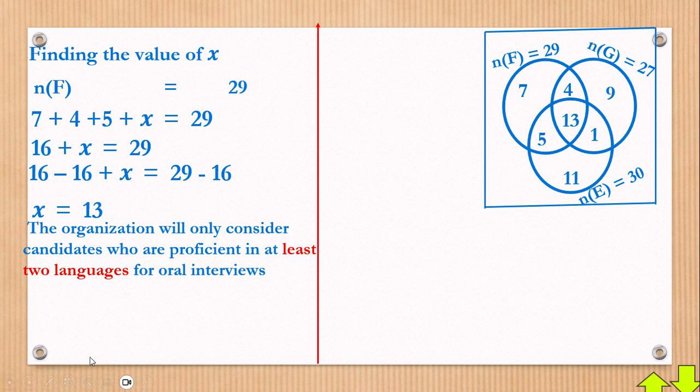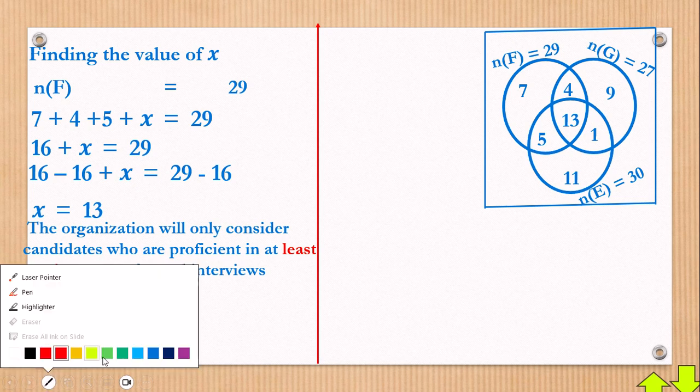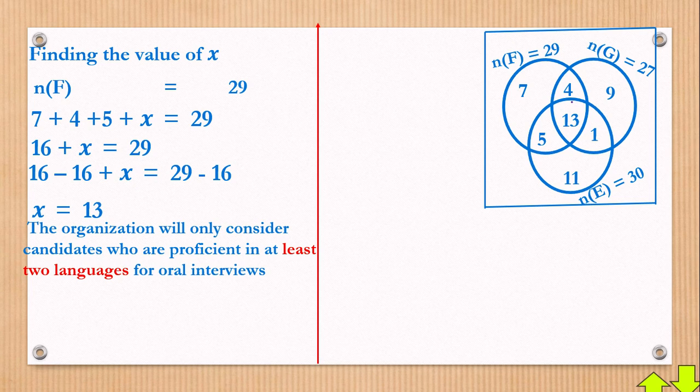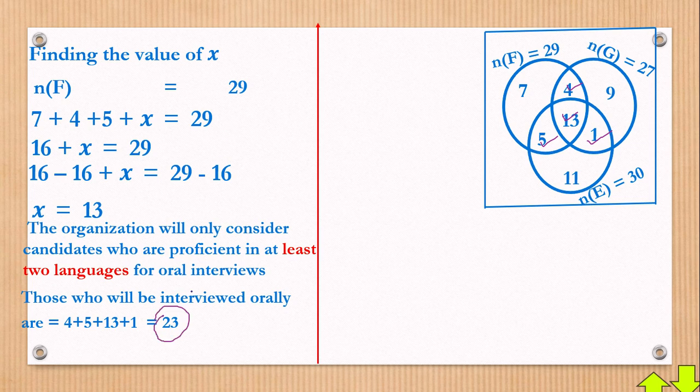I told you that whenever you talk about at least 2 in sets, you must always consider this. We add what is here plus this plus that plus that. That is what we call at least 2. Alright, good. So those who will be interviewed orally are 4 plus 5 plus 13 plus 1. And you see that they are the very values I've ticked. So those ones at least 2, they are 23 people, and these ones can qualify to be called for the oral interviews. That has been successfully answered.